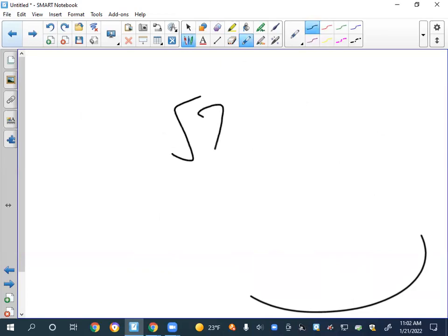Number 7 is the square root of what? What root are we putting up there? 2. Do we have to put the 2? Not a 2. We don't have to. If you want to, you could.